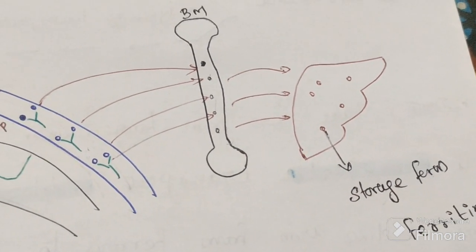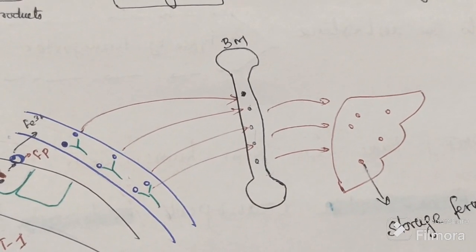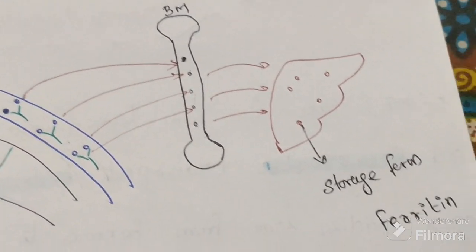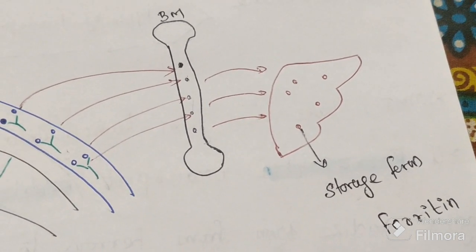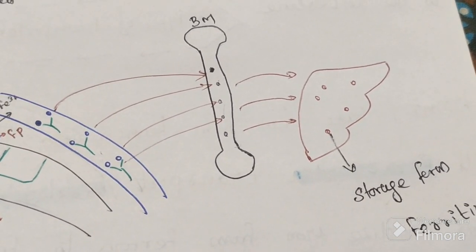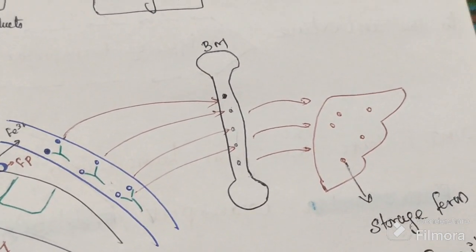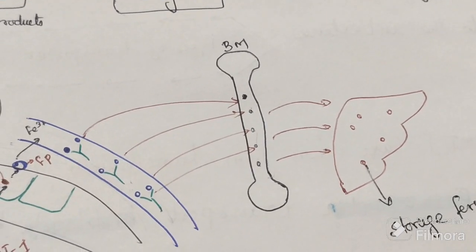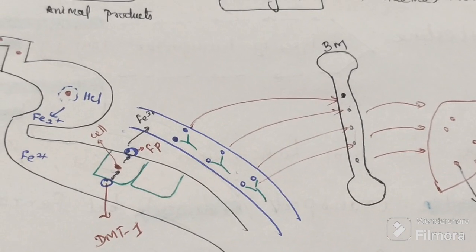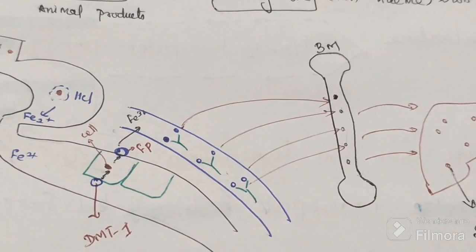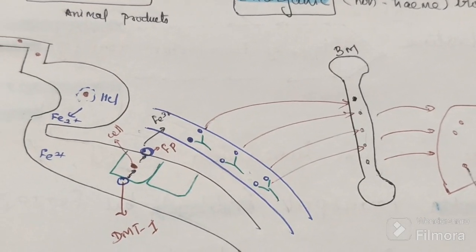So this is the summary. What we learned here: the transporter of iron is known as transferrin, the storage form is called ferritin, iron is converted from ferric to ferrous for absorption, and after absorption from ferrous to ferric again. We learned about the transporters DMT1 and ferroportin. So that is the complete iron absorption.